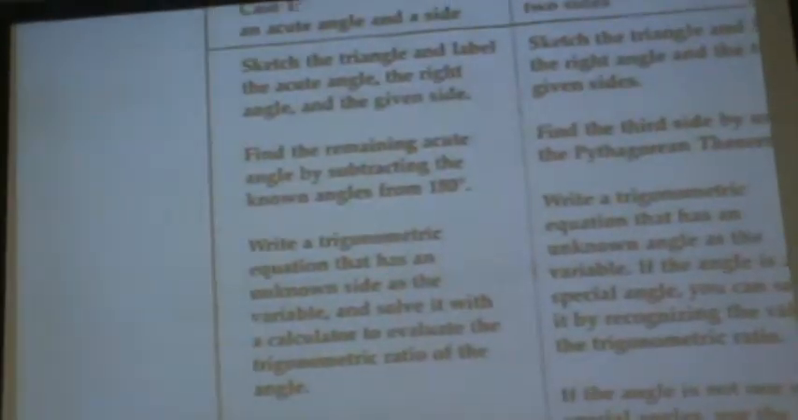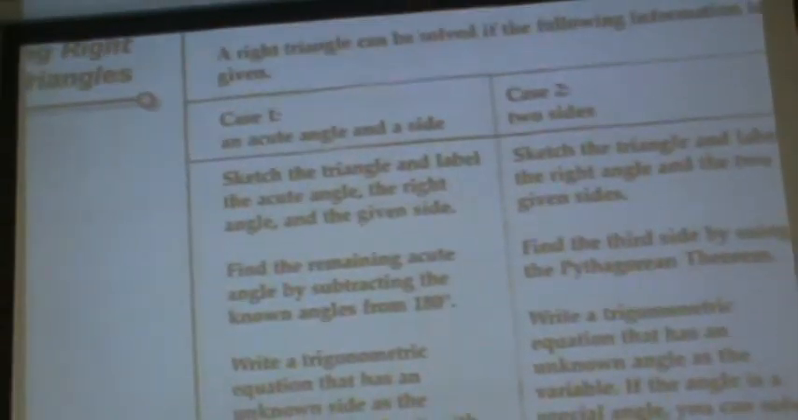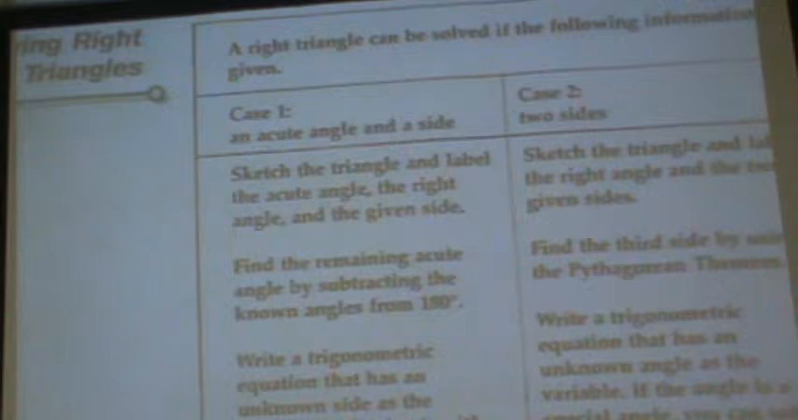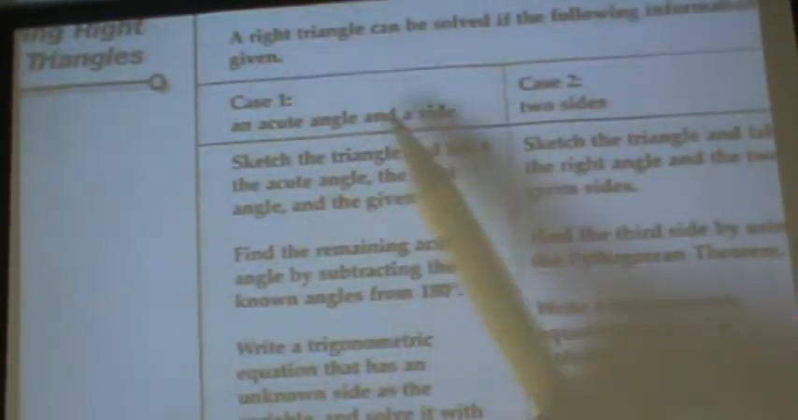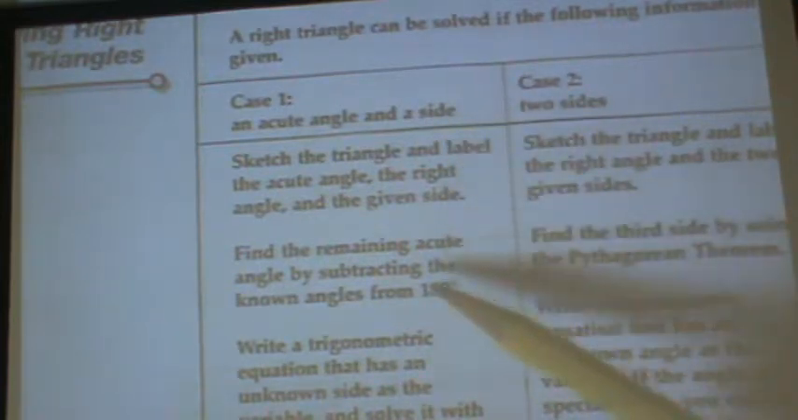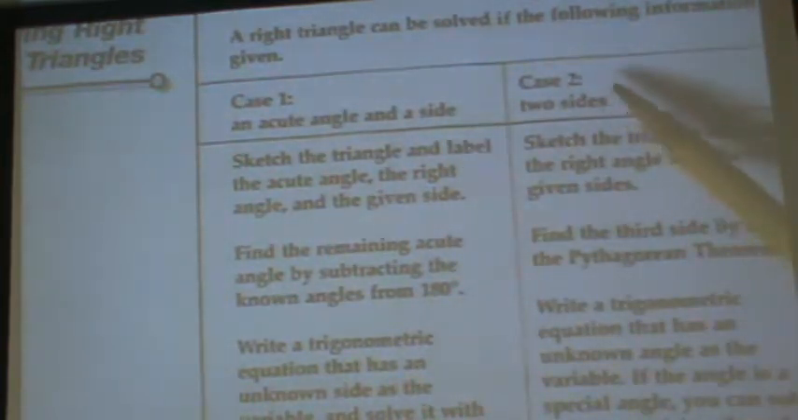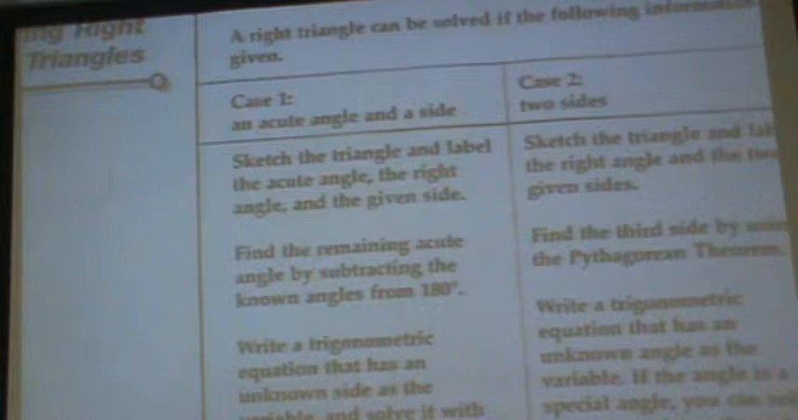On the next page, this is a recap of what we just went over for solving right triangles. So if you're given an angle and a side, these are the steps you would follow. If you're given two sides, these are the steps you would follow.